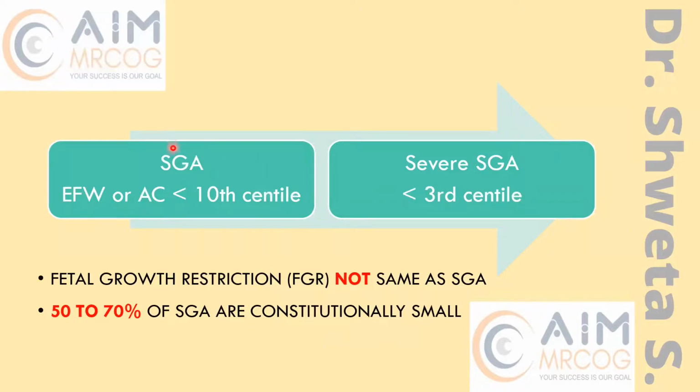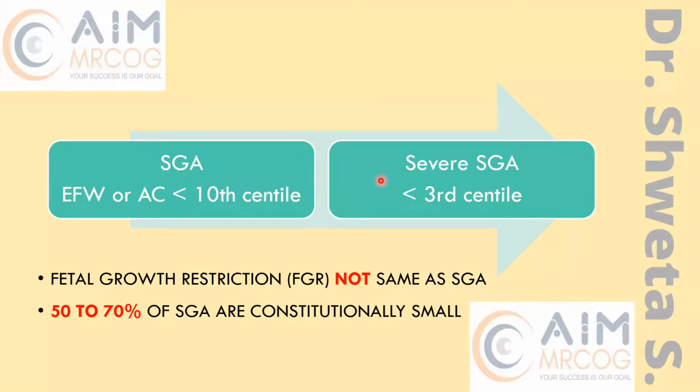So if you see small for gestational age, what is the definition? If you see, it is less than 10 centile of estimated fetal weight or abdominal circumference. So estimated fetal weight or abdominal circumference should be less than 10 centile for the diagnosis of SGA. And it should be less than third centile to tell it is a severe SGA.